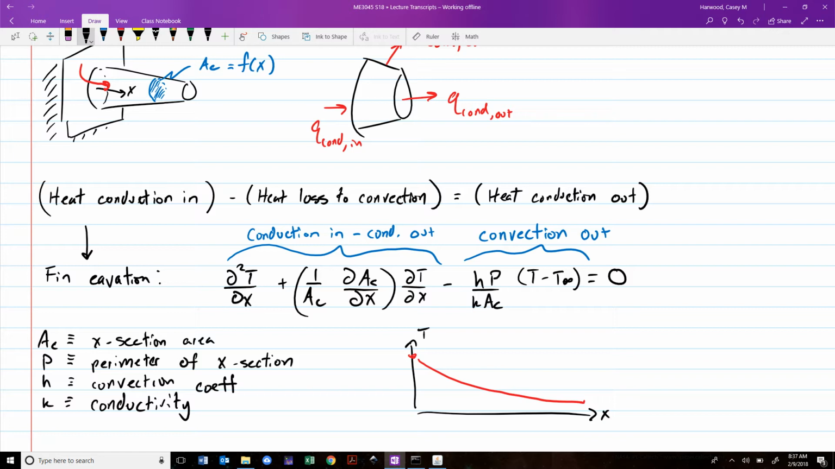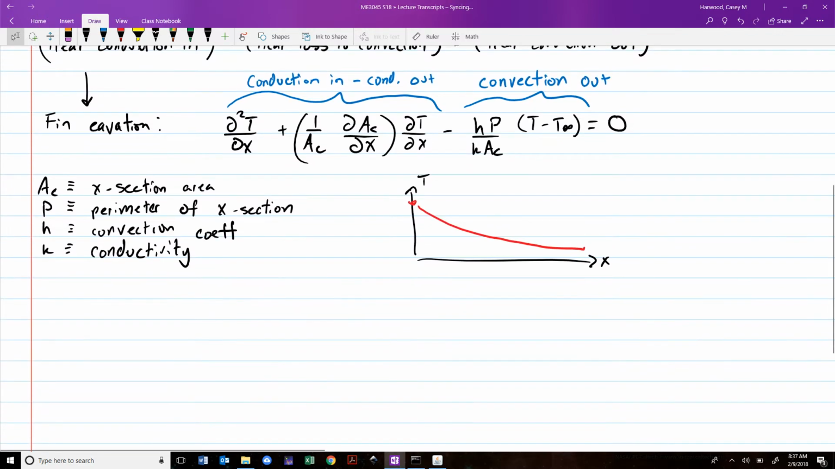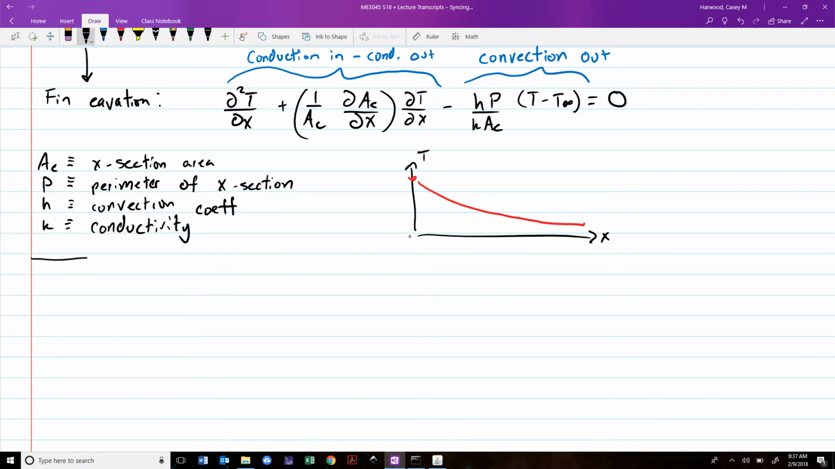So this, as I said before, is given the special name, the fin equation. You could get the same solution by manually solving the heat equation in its more basic form, but we're going to save ourselves the trouble and work with what we've got here instead. The version we're going to be working with today, and the only case in which you're going to be expected to solve this by hand, is for a straight fin with a uniform cross-sectional area.